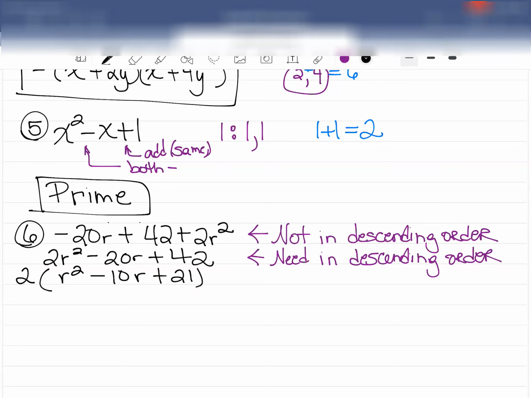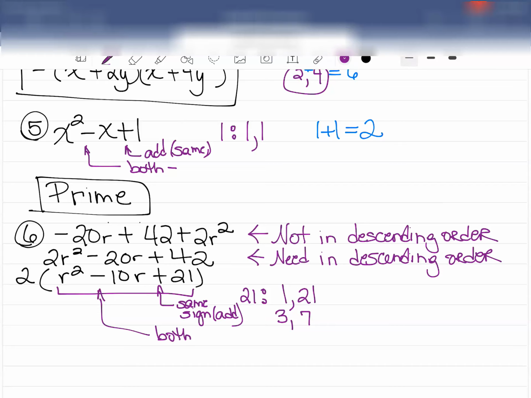So now I need to check to see if I can keep going. I'm dealing with just this big old parentheses now. In front of the r squared is a coefficient of 1. It's 3 terms, so I'm going to do what we've been doing. In front of the r squared is a 1. That makes it easy. I don't have to worry about it, and I can just focus on the 21. It's a plus in front of the 21, so I need same signs, which means we're adding.